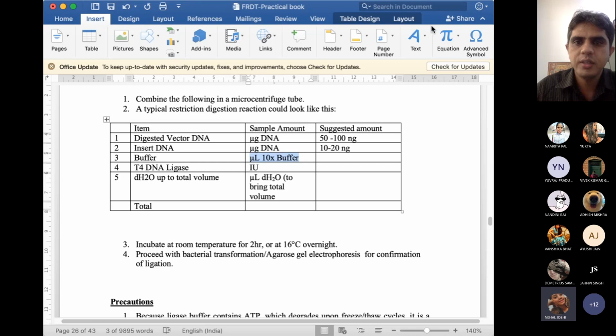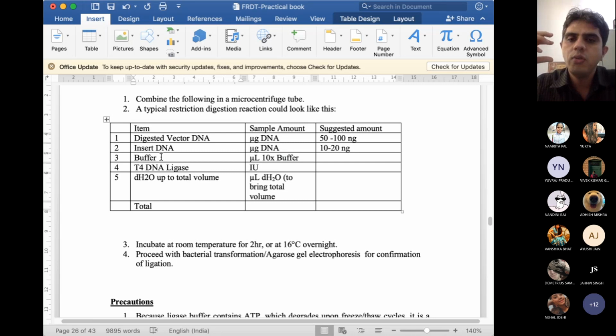Okay, sorry. So the buffer amount depends on your reaction mixture. It is going to be 10x buffer. So if your reaction volume is going to be 10 microliter, then you have to add 1 microliter of your buffer. So here also the buffer is an important factor, as in the case of your restriction enzyme.